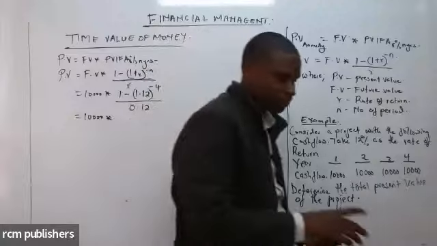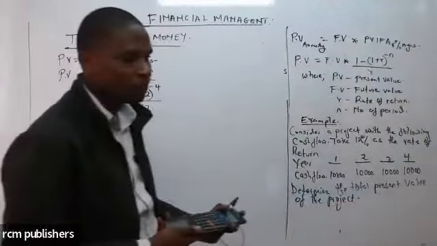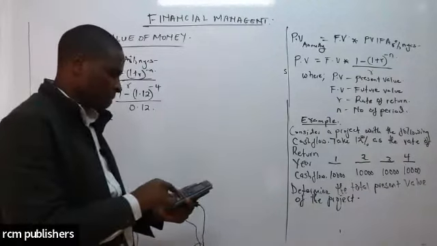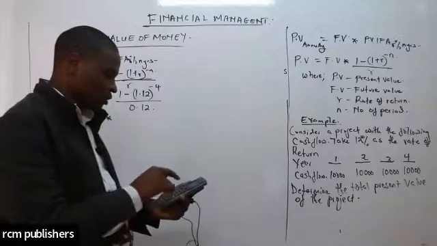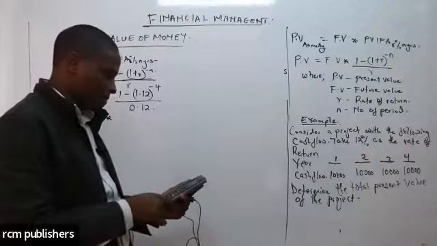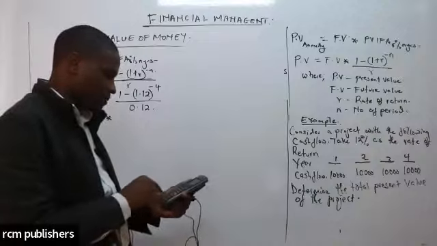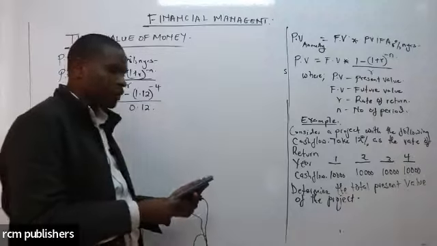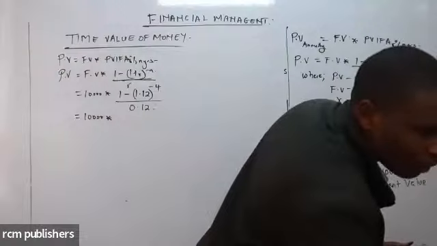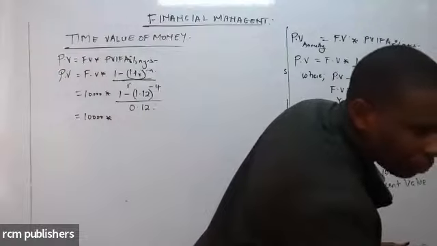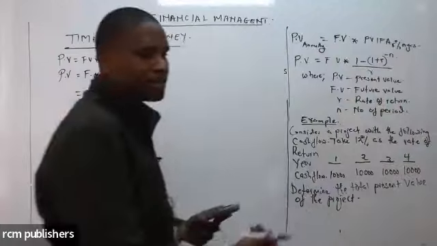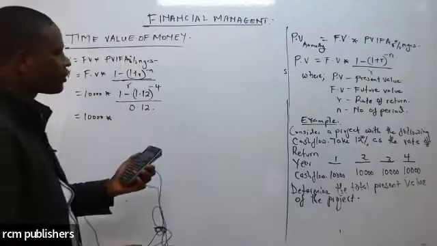So how much are you getting? We try 1 minus 1.12 raised to power negative 4. Divide by 0.12. Are you guys getting what I'm getting? I'm getting 3 point something. Let me see, I have to open this automatic chart. I'm getting 3.0373.